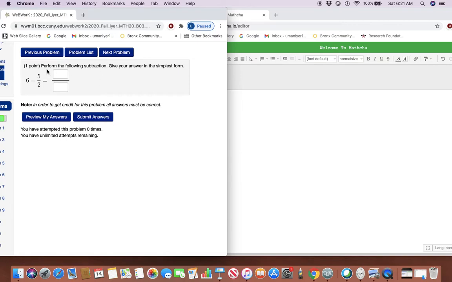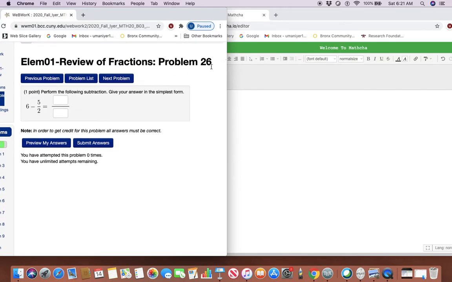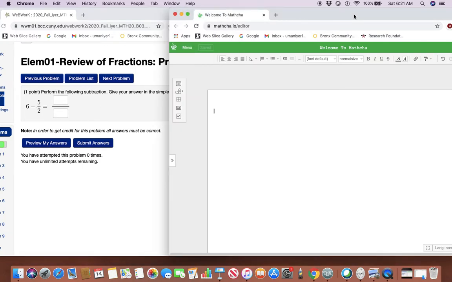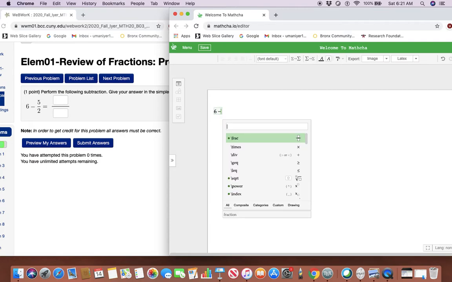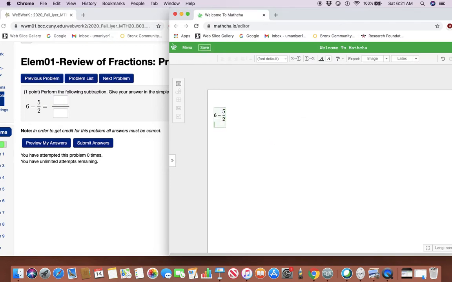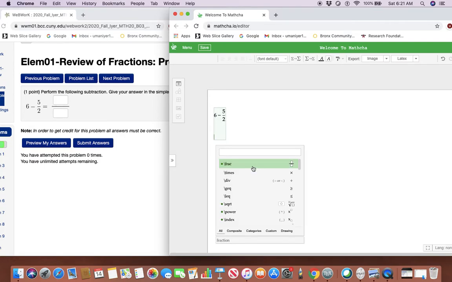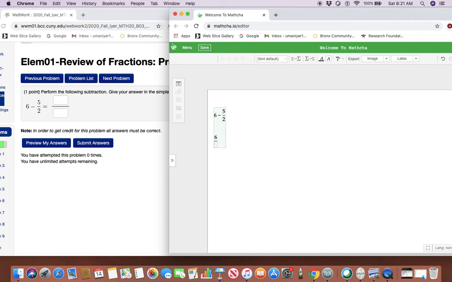Welcome back. Problem 26, elementary O1, 6 minus 5 over 2. All right. So notice this is a fraction. I'm subtracting from a whole number. So I will write the first whole number as 6 over 1. Now that's a fraction.